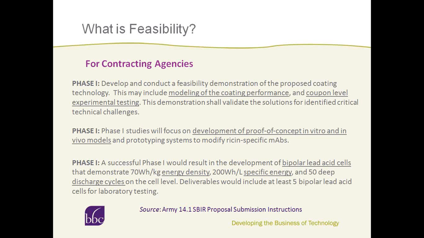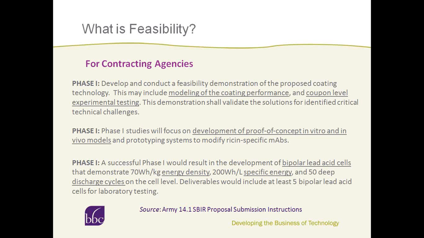So the first one here, they're telling you that the Phase 1 should include modeling of performance of a particular coating and actually experimental testing on small pieces, on small coupons, to test the performance of that coating. So they're being very specific on what their expectations are in terms of the data you're delivering.